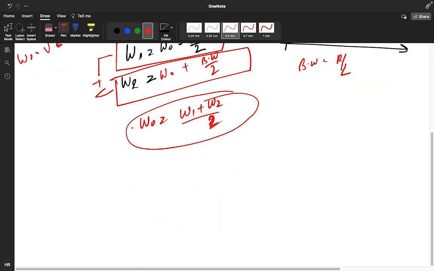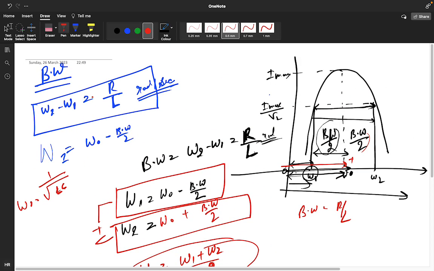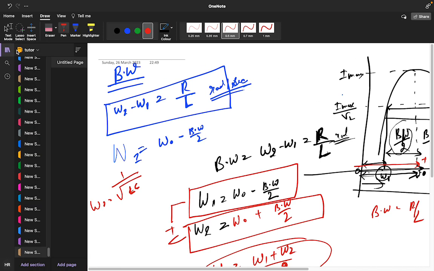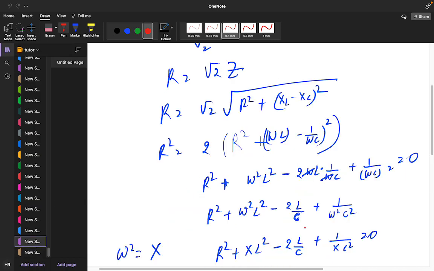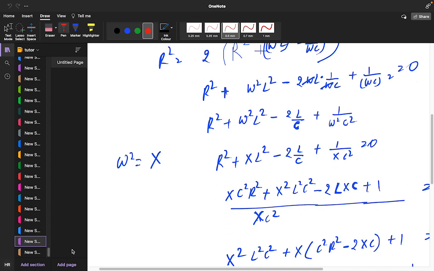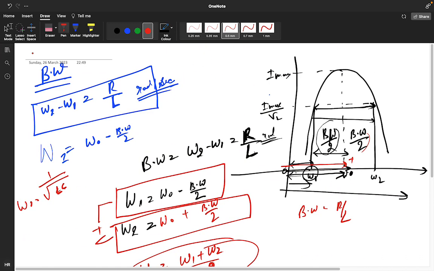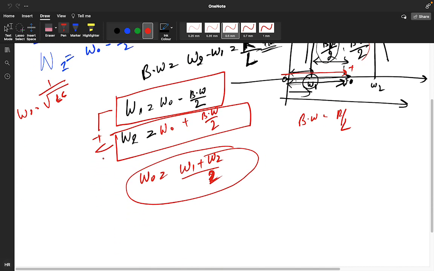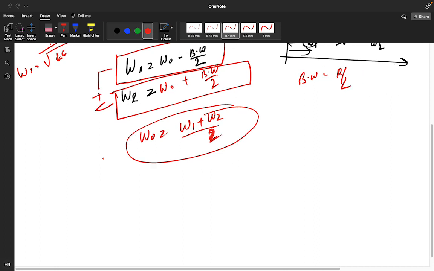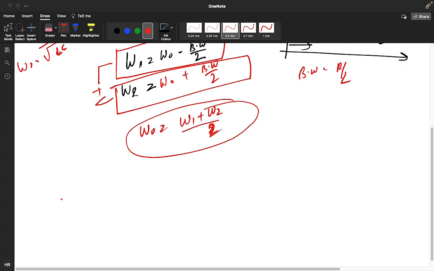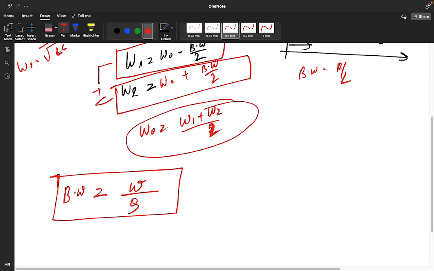So we are getting the omega naught value, but this is an approximation result, R by L, because otherwise we are getting a huge number like this. So this is your approximate result. And bandwidth can also be written as omega by Q.